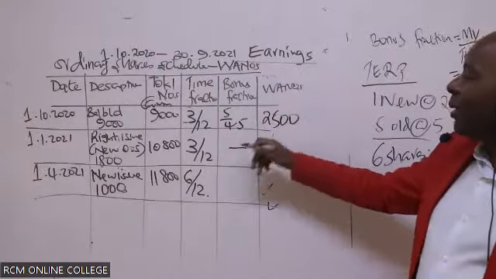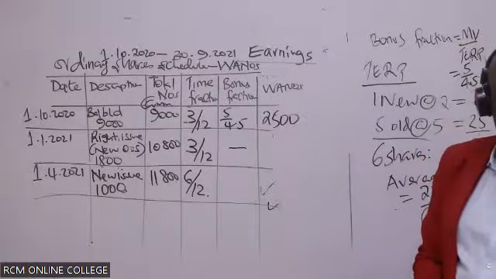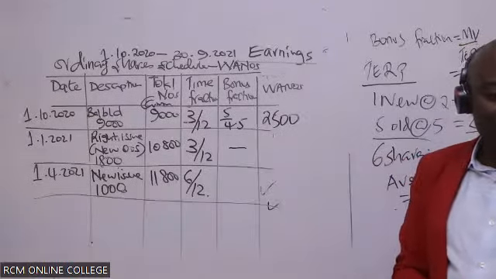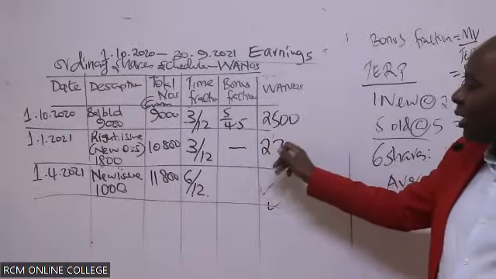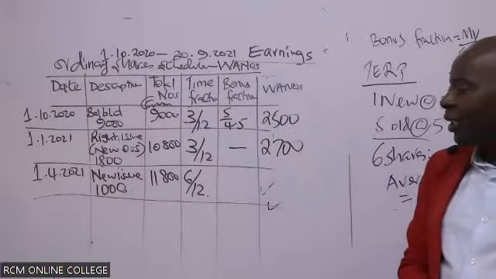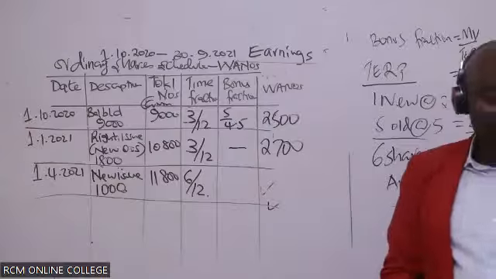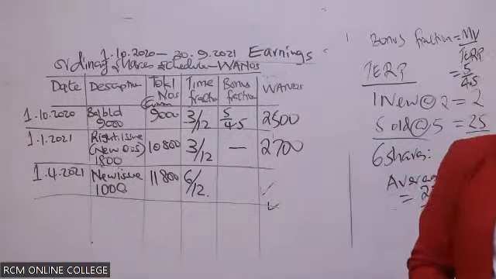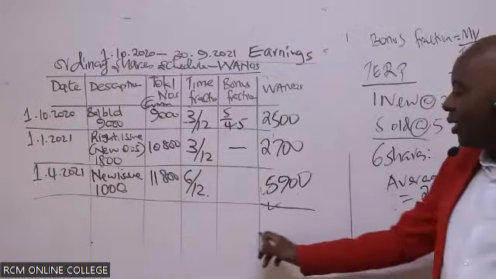2,500. How about in this case here, this one here? How many are we getting, ladies and gentlemen? How many shares do we have? 2,700. And then lastly, for the new issue, how many do we have? 5,900.